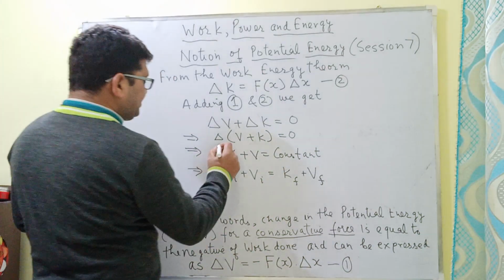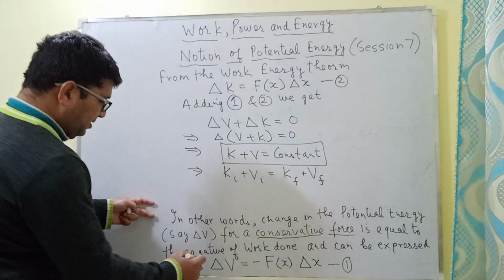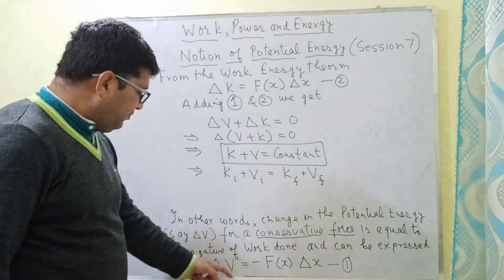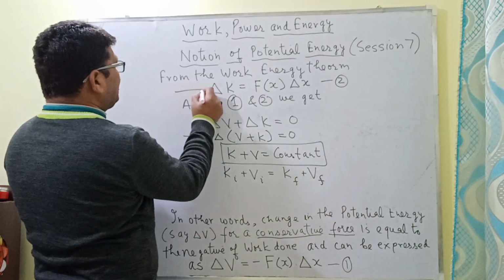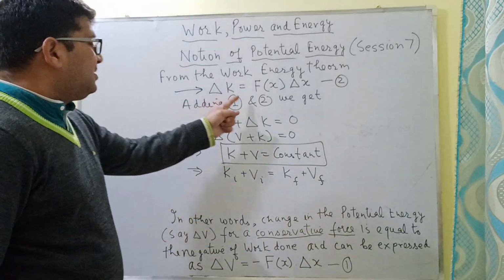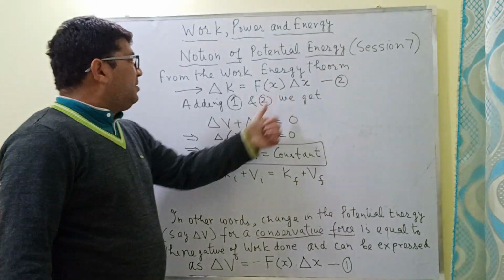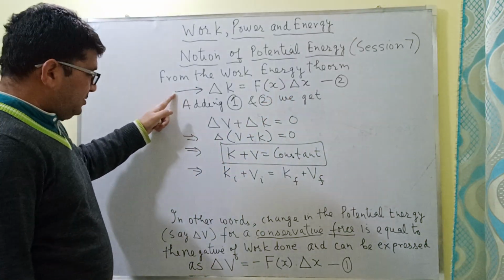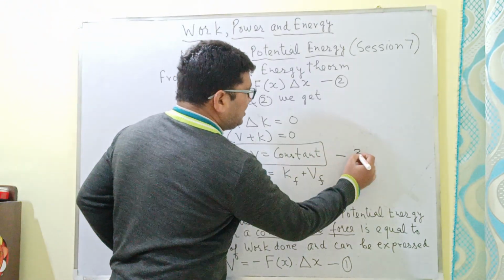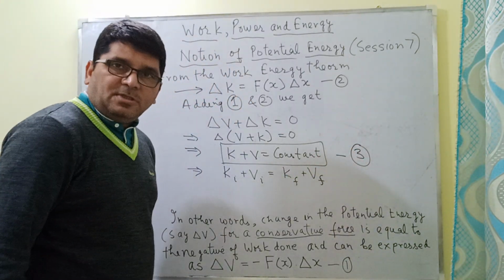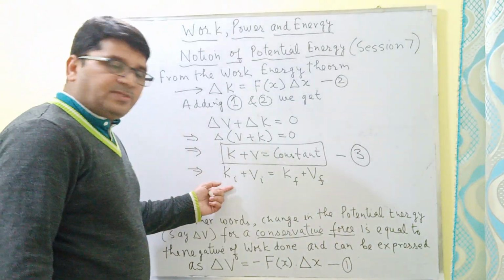So this is an important formula here, that is K plus V is constant. This is also an important formula, that is delta V is equal to minus Fx delta x, and this one is also important, that is the change in the kinetic energy is equal to the net work done on the body. So this is equation number 2, equation number 1, and let us say this is the third equation. These are some of the important formulas which we have to always remember.